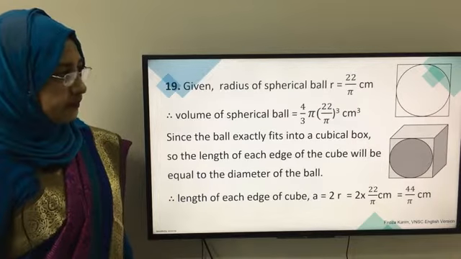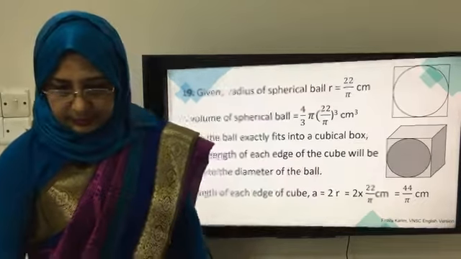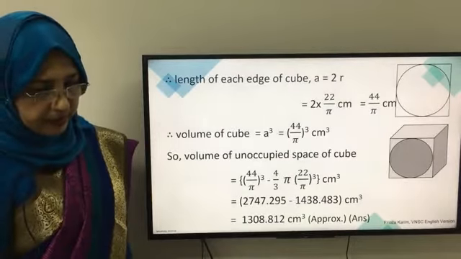Okay, have you done, girls? Okay, let's see the next step. Yes, we got the diameter.